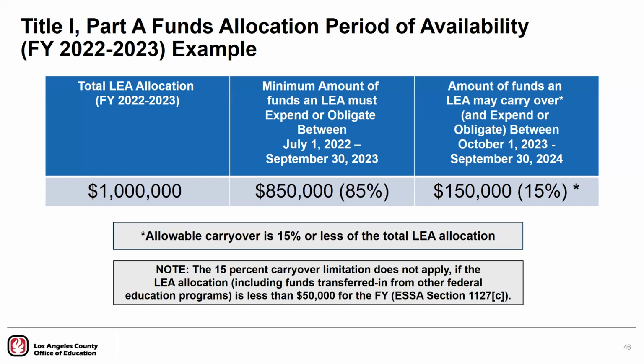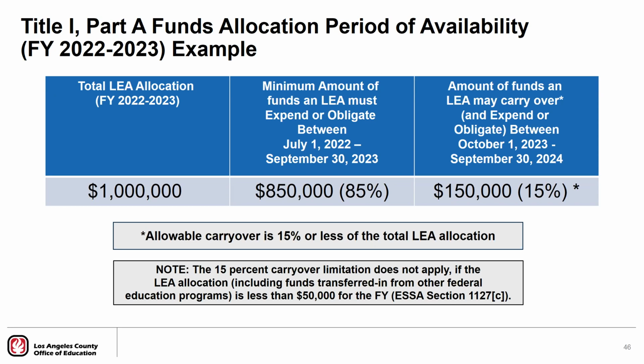Unspent Title I Part A carryover funds, as long as they're at or below the allowable 15% threshold, remain accessible for obligation by the LEA for an additional fiscal year. And this is in accordance with ESSA Section 1127A. These unspent Title I Part A funds can include funds reserved for specific purposes but were not utilized, funds retained for LEA-wide direct student services, and funds allocated to a specific school or schools.